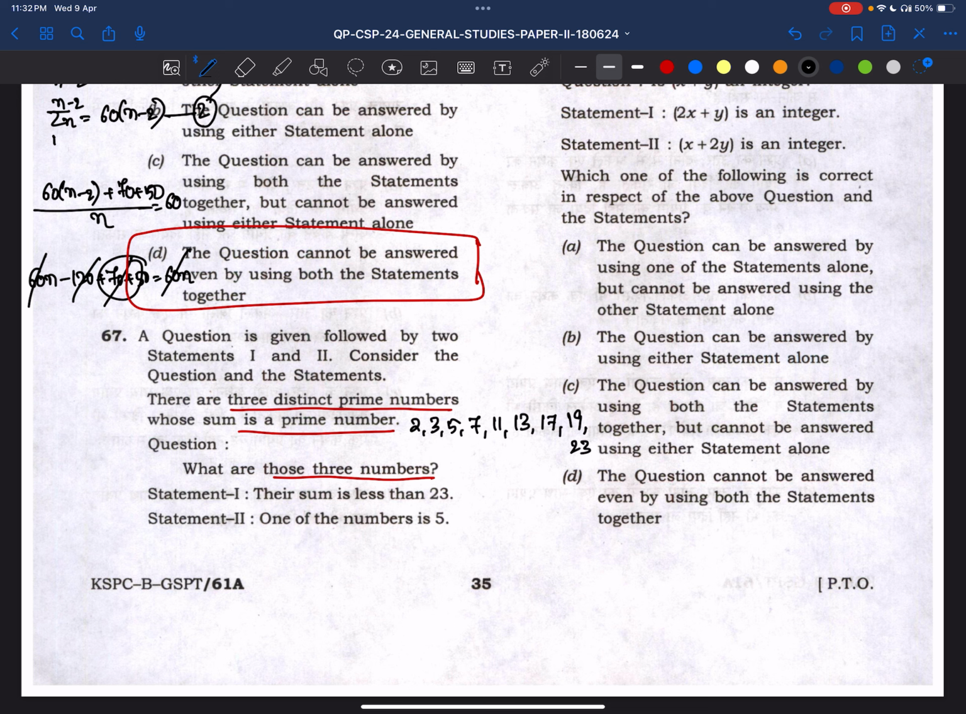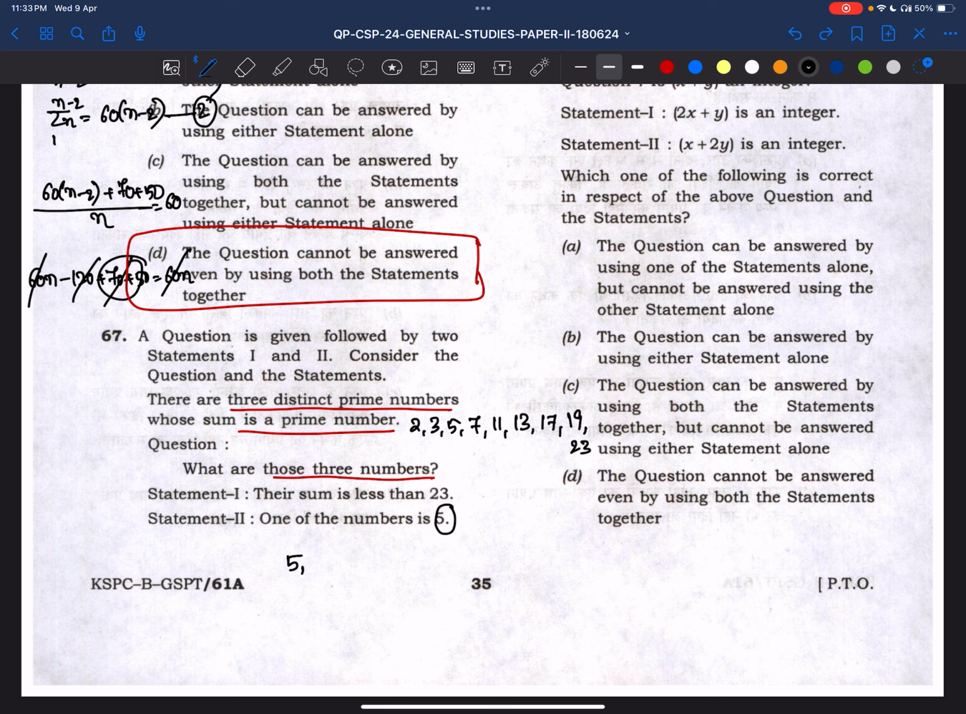Now, what is he telling? One of the numbers is 5. Let's take one number as 5 and check whether the sum of the 3 prime numbers is also a prime number. What can we take? 2, 3, 5 gives 8. 2 plus 3 is 5, 5 plus 5 is 10. Since 2 is an even number, the other 2 will definitely be odd. Odd plus odd is even, and even plus even is even. So 2 can't be one of the numbers.